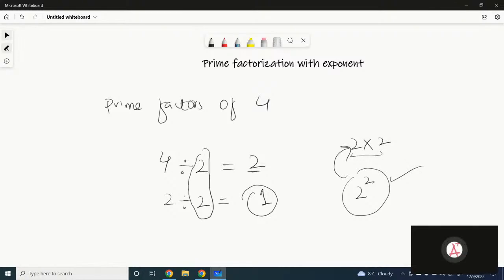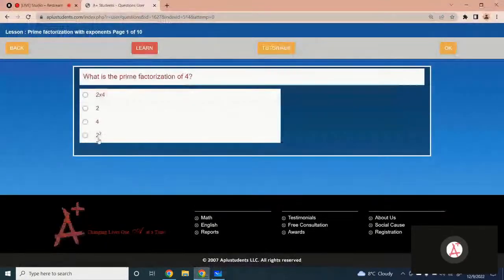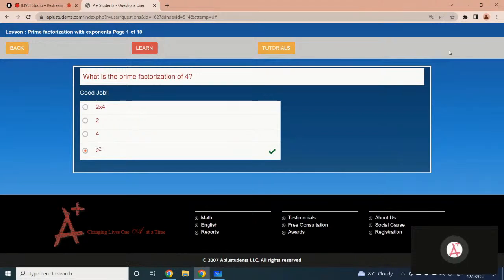It is 2 exponent 2. So the correct option is the last one, 2 exponent 2. Just select the correct option, then click on the OK button. Got it, everyone?